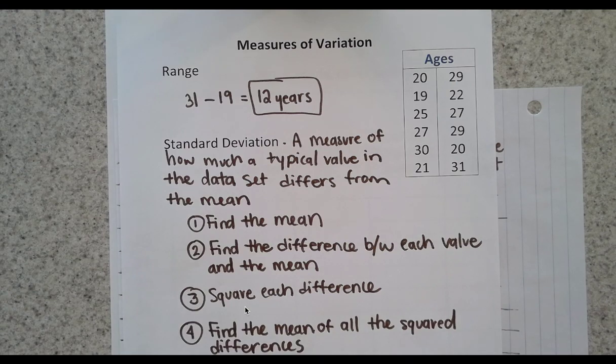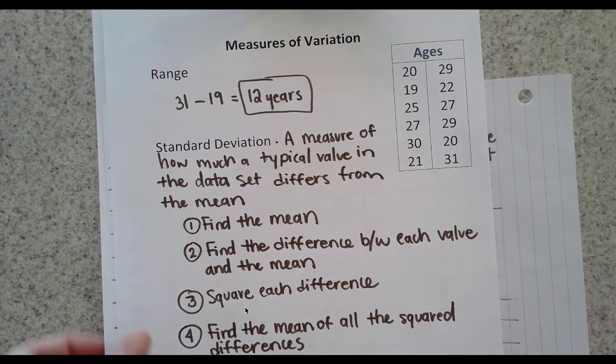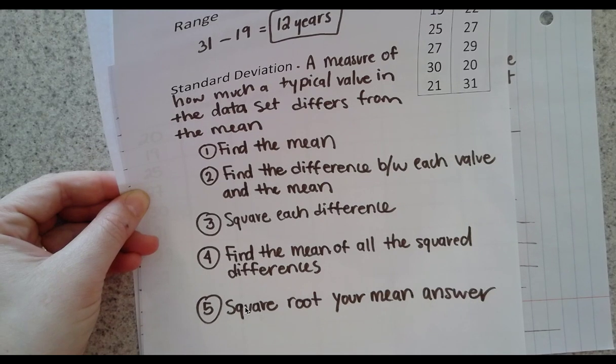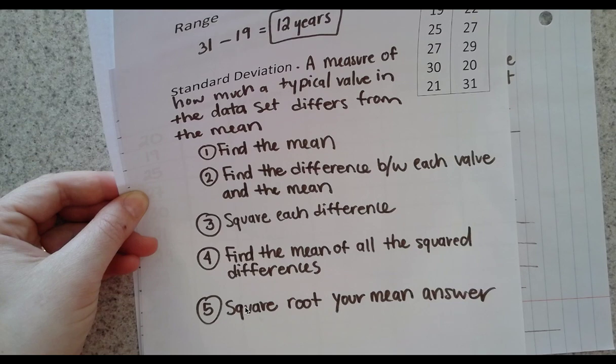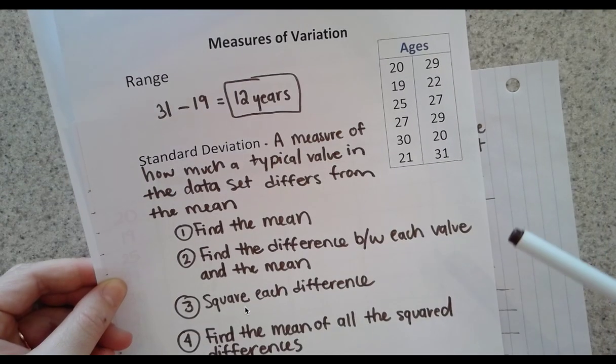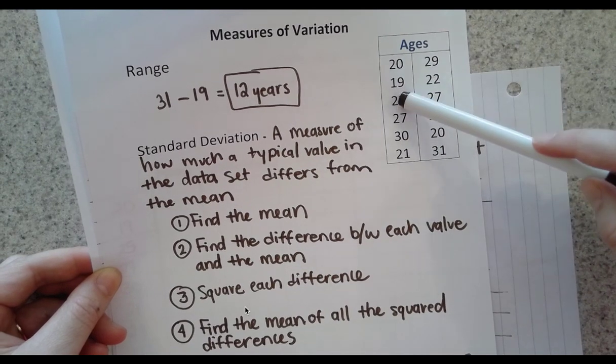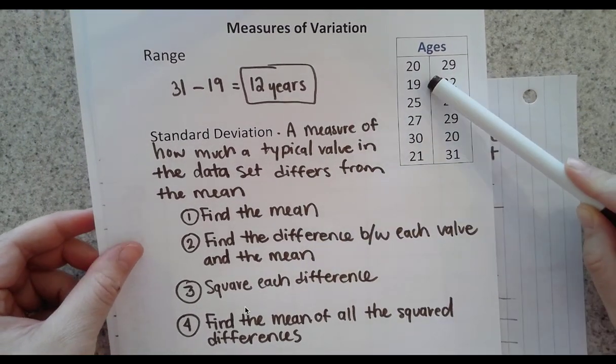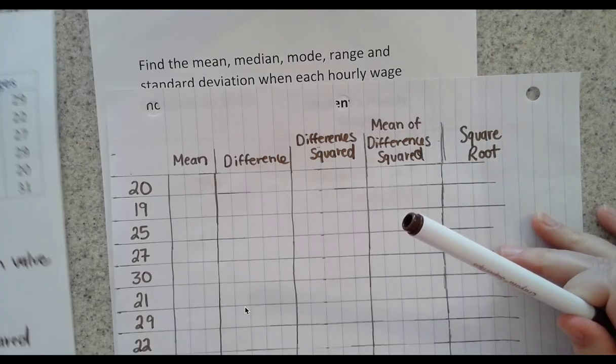So yes, standard deviation is far more of a process to figure out than range, but it is far more specific than the range on how a set of data varies or how a set of data is distributed. So these 5 steps will make a lot more sense when we go through an example. Okay, in the example, I want to look at this data table, and we're going to start with step 1, find the mean or the average of this set of data.